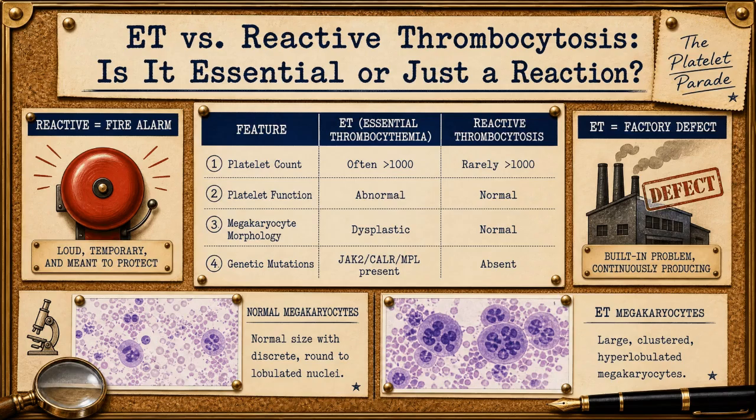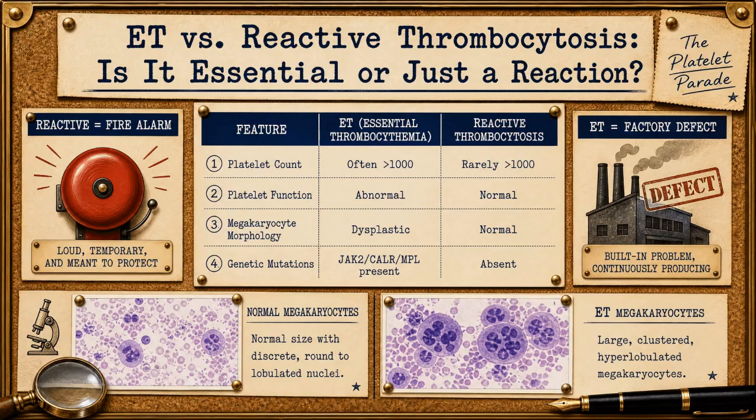Crucially, the platelet function is often abnormal in ET, leading to that paradoxical bleeding or clotting, whereas in reactive thrombocytosis, the platelets are generally functionally normal. From a morphological perspective, the megakaryocytes in the bone marrow are dysplastic in ET. Remember those large, hyperlobulated, clustered forms? In reactive thrombocytosis, the megakaryocytes are typically normal.